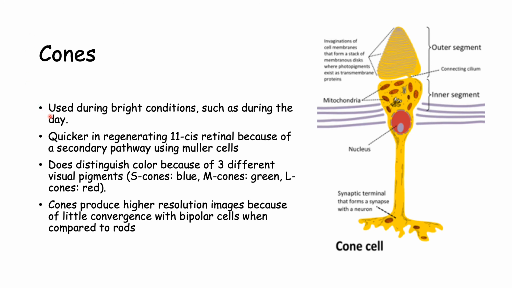When it comes to cones, they're used during brighter conditions, such as during the day. They have quicker regeneration of 11-cis retinol because of a secondary pathway using Muller cells. They can distinguish color because of three separate pigments that they have. The S cones, which can identify the color blue, M cones, which can identify green, and L cones, which can identify red. Cones produce higher resolution images because of little convergence with bipolar cells when compared to the rods.